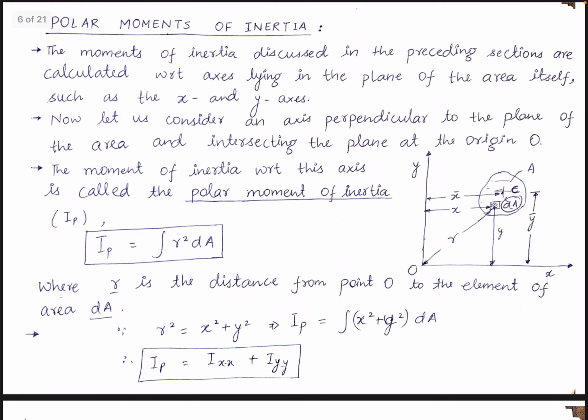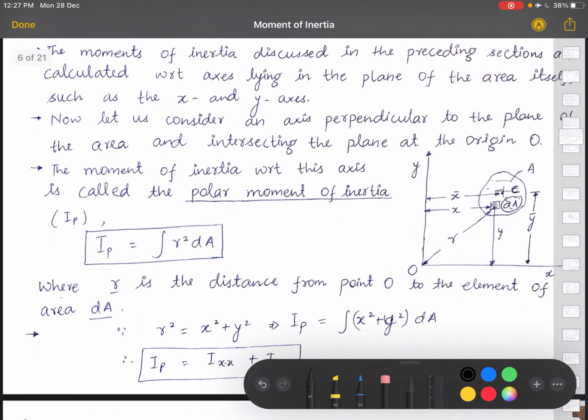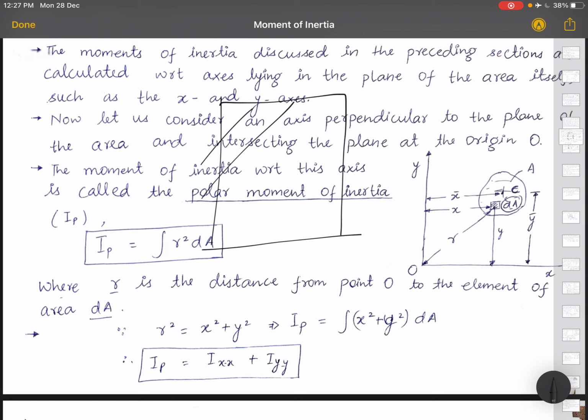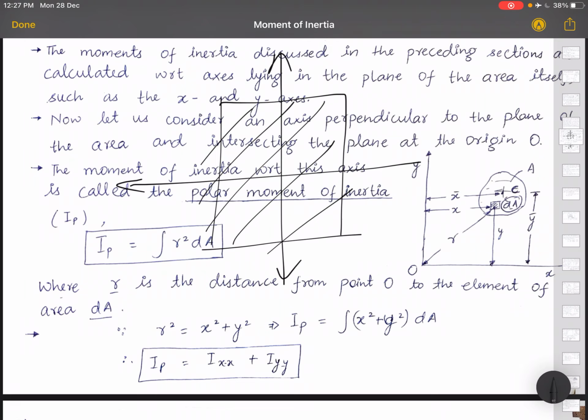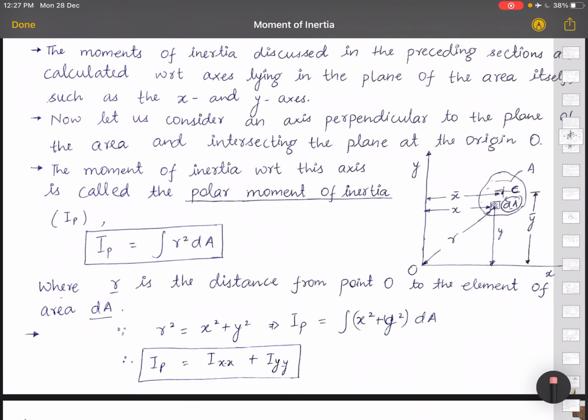So the moments of inertia discussed in the preceding section are calculated with respect to axes lying in the plane of the area. What we were doing was calculating the moment of inertia of this rectangular section, with the axis passing through the centroid and lying in the plane. But what if I want to calculate the moment of inertia about an axis which is perpendicular to the plane of this page? How are we going to do that? We have to check a different theorem for that.